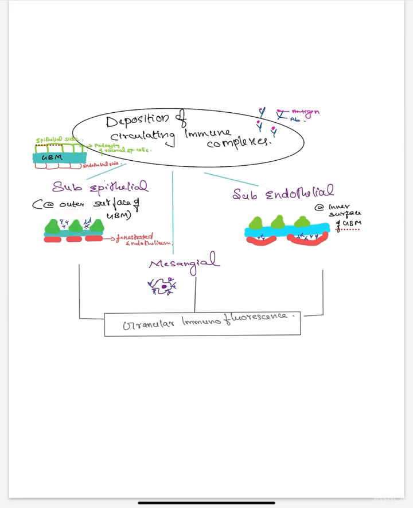They may also get deposited within the mesangium, and also in the subendothelial region, that is the inner surface of the glomerular basement membrane. This is the glomerular basement membrane, and they may get deposited on its inner surface, and all these will lead to granular immunofluorescence.